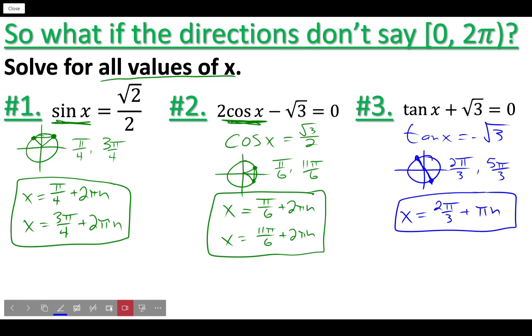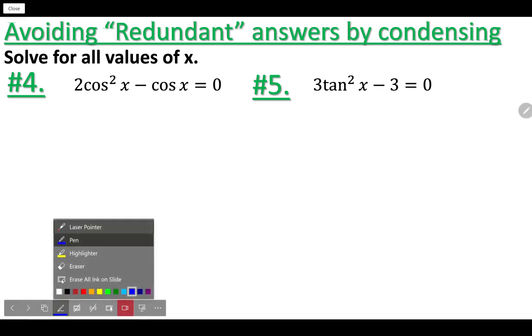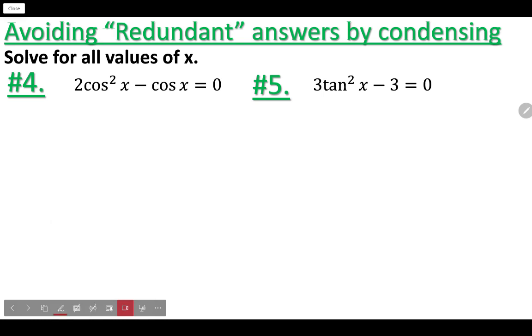All right, we're going to level it up a little bit here on this next one. So now what we're looking at here is avoiding what's called redundant answers by condensing. And we did that a little bit with tangent already, but these are just going to be a little trickier. So let's see what we're going to do. All right, I see a cosine squared and a cosine. I'm going to factor cosine out. Factor cosine of x out.